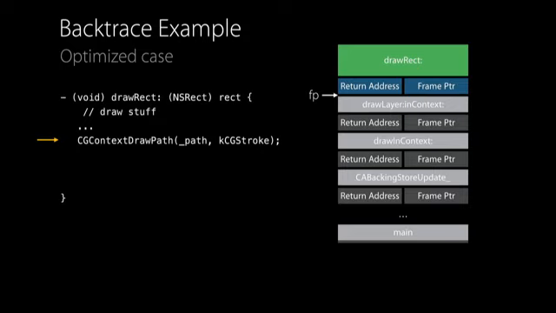Doesn't need to do anything. So it's going to return. And the way it returns is it pops the stack frame, it restores the previous value of the frame pointer, and it jumps back to its caller.